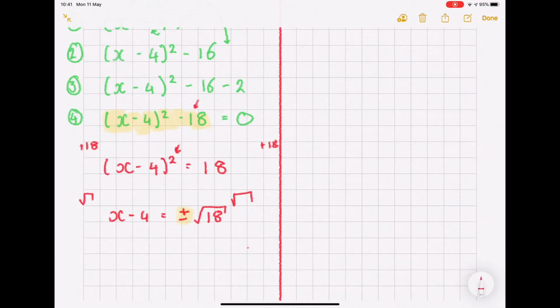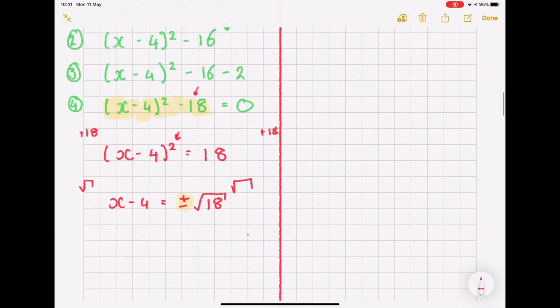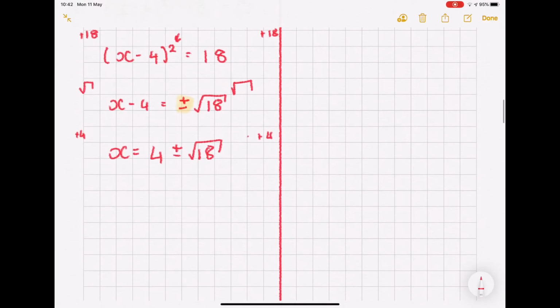Okay, and now we just need to get rid of that negative 4. So let's add 4 to both sides to give us x equals 4 plus or minus the square root of 18. Okay, fantastic. So what does that mean? That means we have two roots. We have the root where x equals 4 plus root 18, and the root where x equals 4 minus root 18.